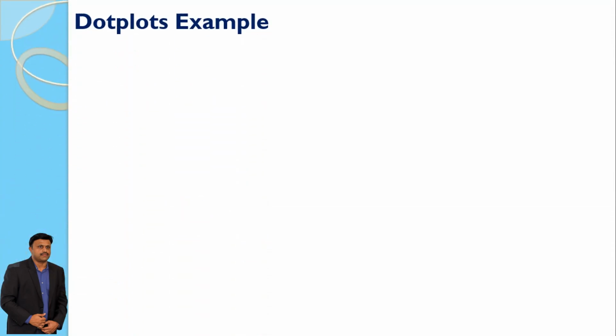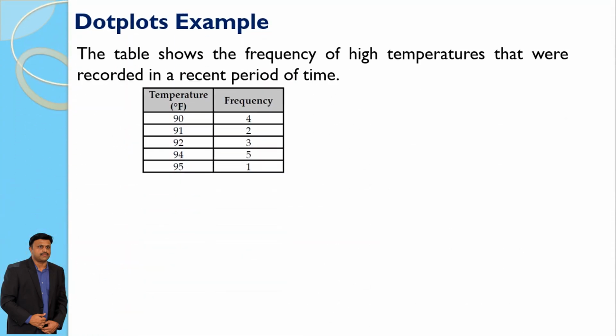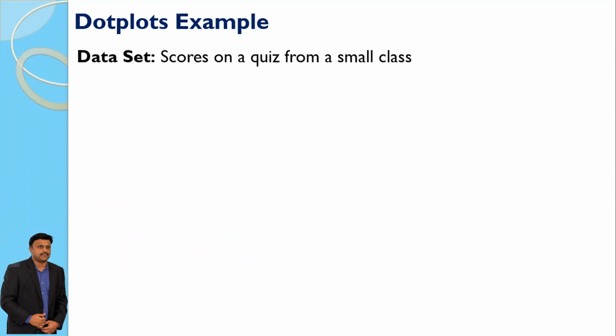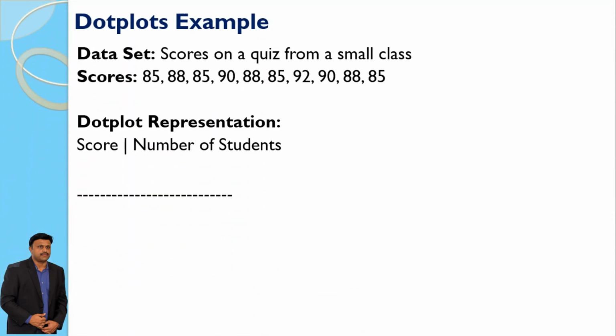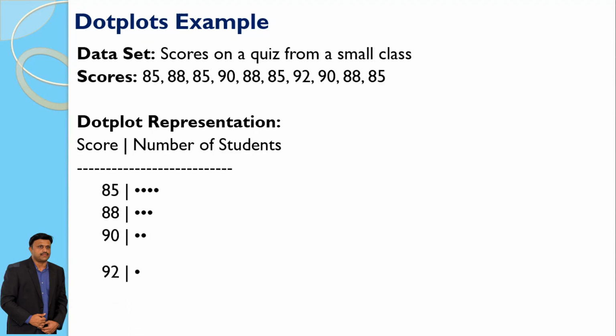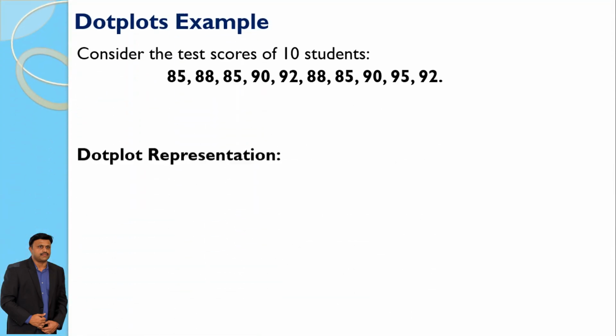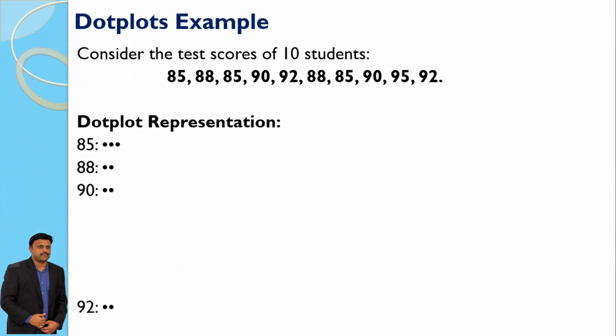Here's an example of a dot plot showing the frequency of high temperatures recorded over a period of time. Consider the scores from a quiz. We can use a dot plot to represent the number of students who achieved each score. Let's look at another example with test scores. A dot plot can help us visualize the distribution of scores among students.